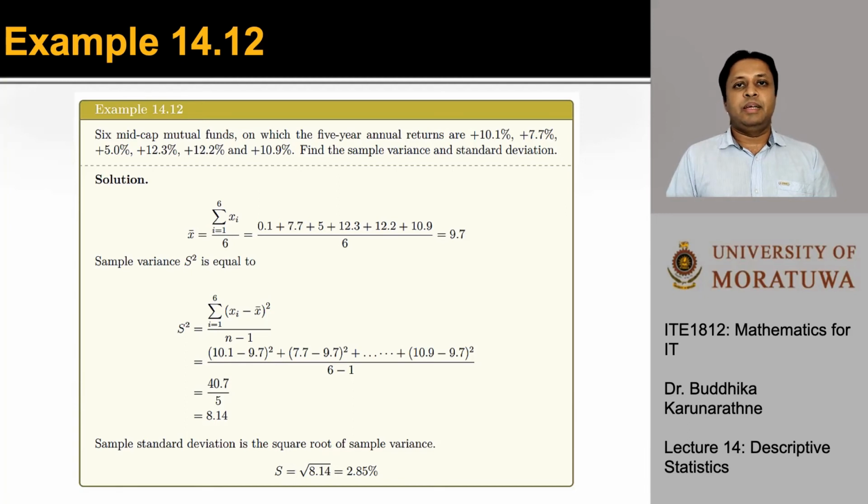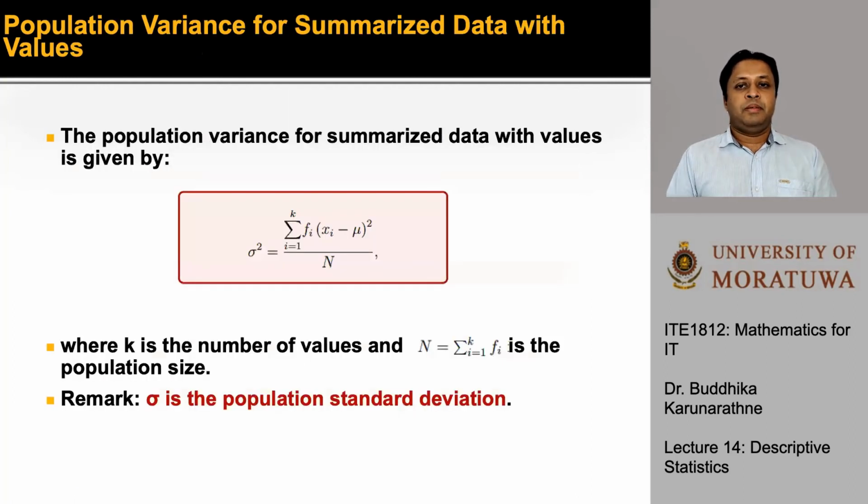So this is how, given a data set, you calculate the sample variance and the standard deviation. Now, next step. We try to find out the population variance for summarized data with values.